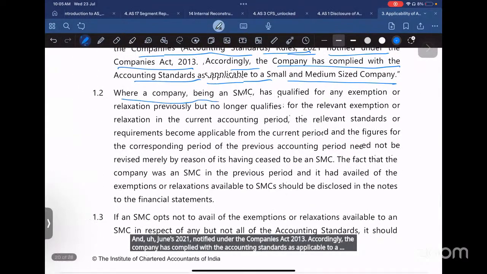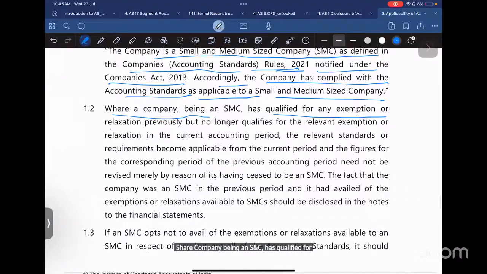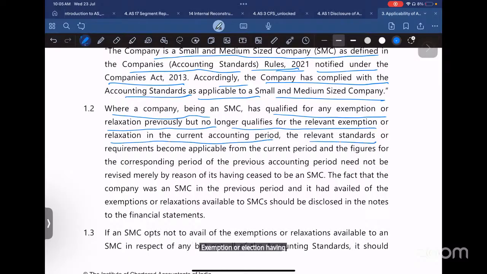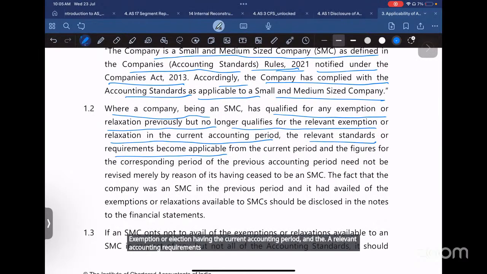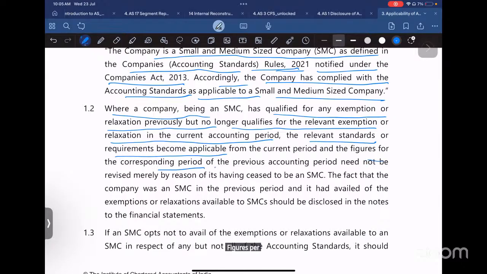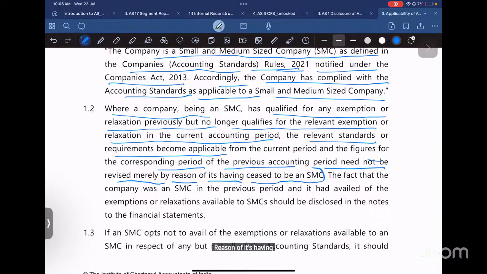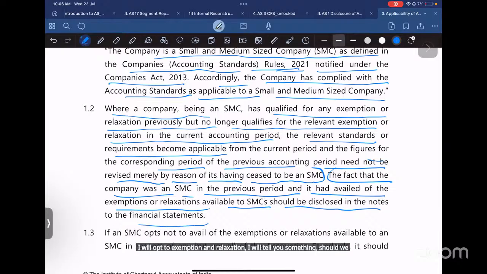Where a company being an SMC has qualified for any exemption or relaxation previously but no longer qualifies for the relevant exemption or relaxation in the current accounting period, then the relevant accounting standard requirements become applicable from the current period, and the figures for the corresponding period of the previous accounting period need not be revised merely by reason of its having ceased to be an SMC. The fact that the company was an SMC in the previous period and had availed of the exemption and relaxation available to SMCs should be disclosed in the notes to the financial statements.